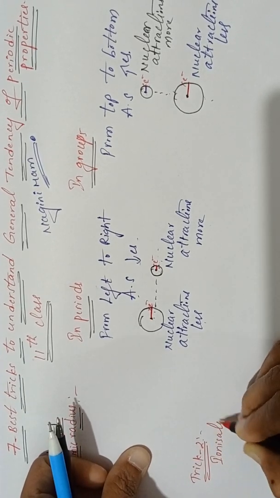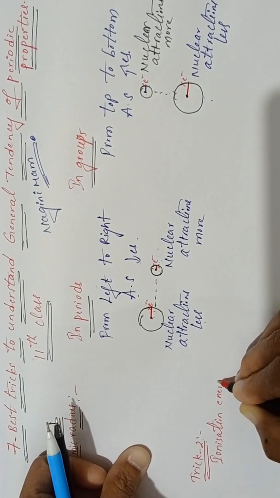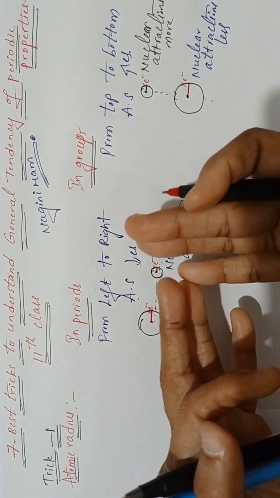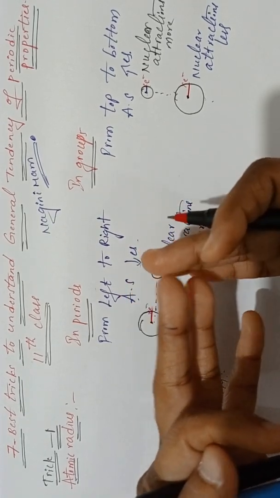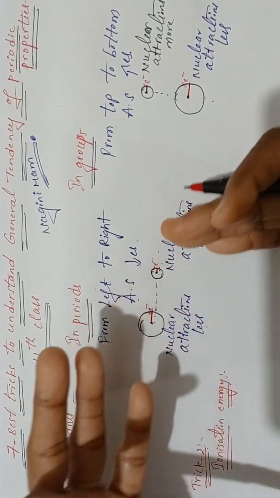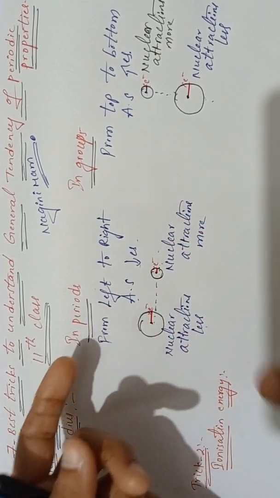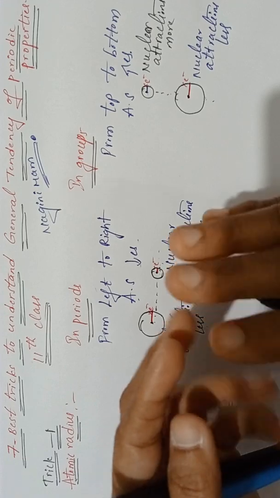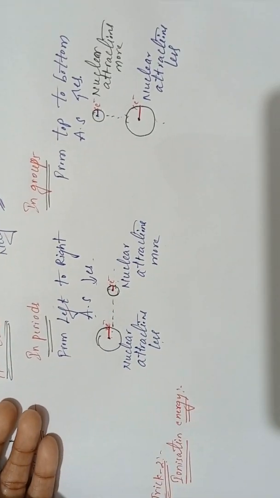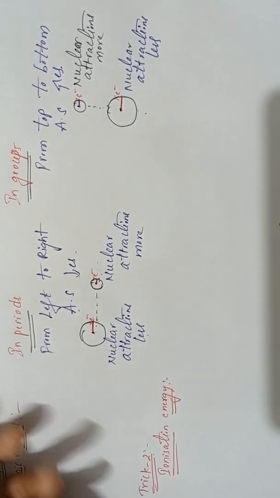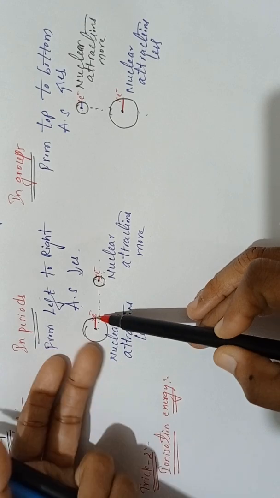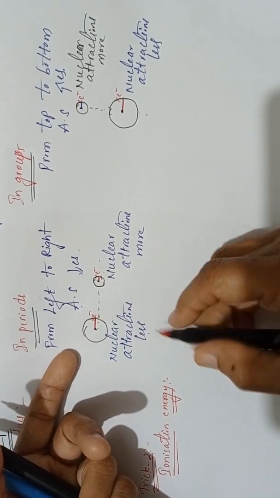Ionization energy is nothing but the energy required to remove the valence electron from the outermost shell of an atom. That means to remove the valence electron, how much energy is required? That is nothing but ionization energy, students. Suppose this is the valence electron. Here I am taking periods.